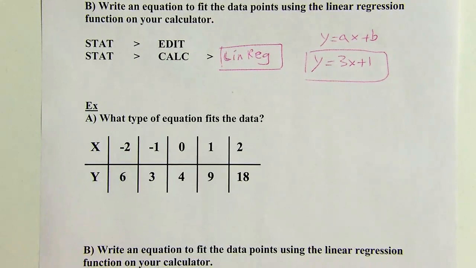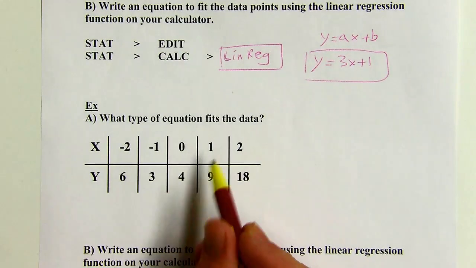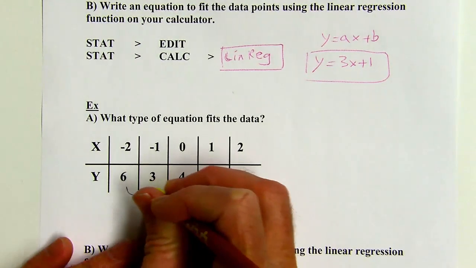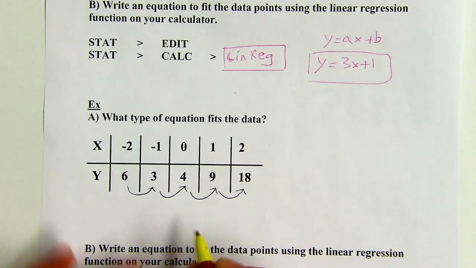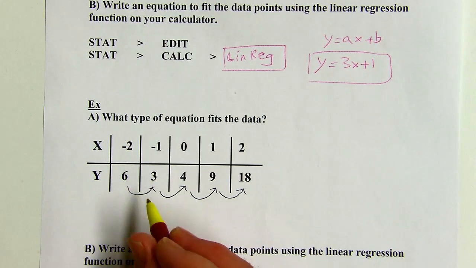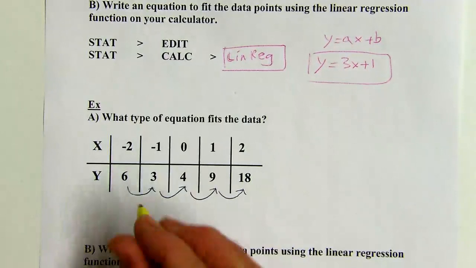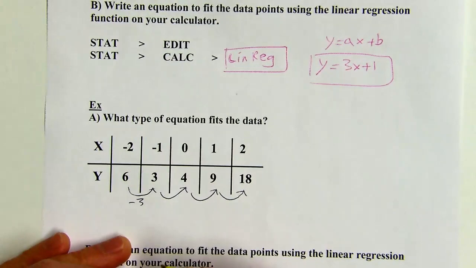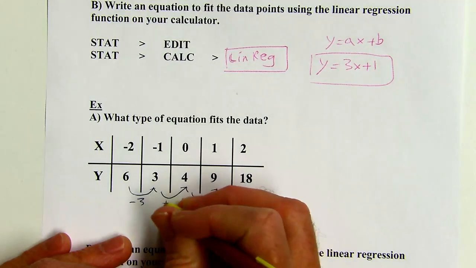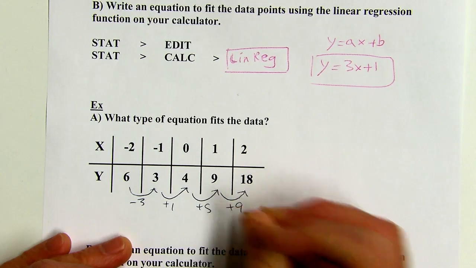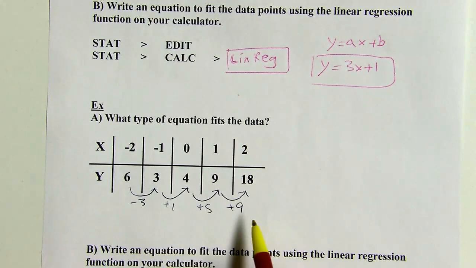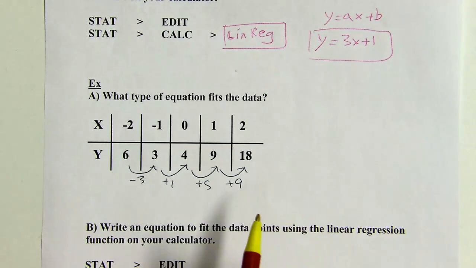Looking at this one, I see my x's are evenly spaced, so that's good. Now, I'm not really adding to get from term to term, at least to begin with. I'd be subtracting, but you could think of that as adding a -3, right? I'm just going to put -3. I'm subtracting 3. Then I'd be adding 1. Then I'd be adding 5. And then adding 9.